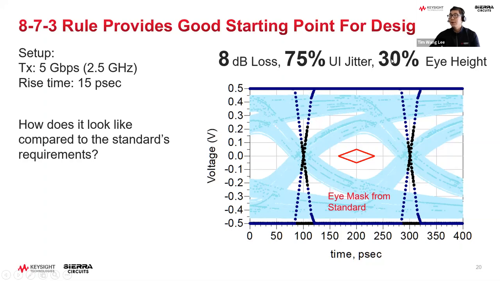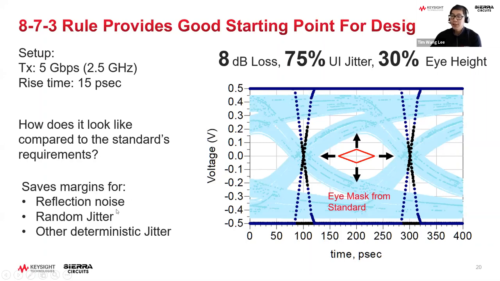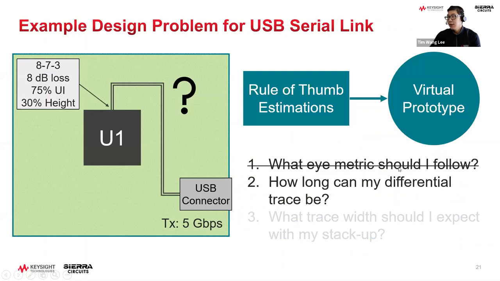Remember, when we're doing A73, we didn't put in any jitter or any duty cycle distortion. It's just pure ISI. So this gives you a really good starting point for your design, considering only frequency-dependent loss. We'll still have plenty of room for the eye, so we can save margins for reflection noise, random jitter, and other deterministic jitter. That's the A73 rule. What eye metric should I follow? A73: 8 dB of loss, 75% unit interval, and 30% of eye height.